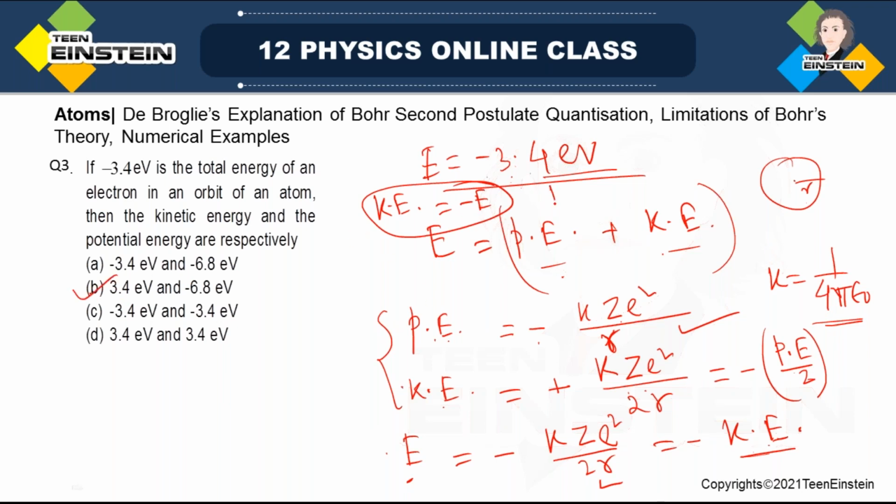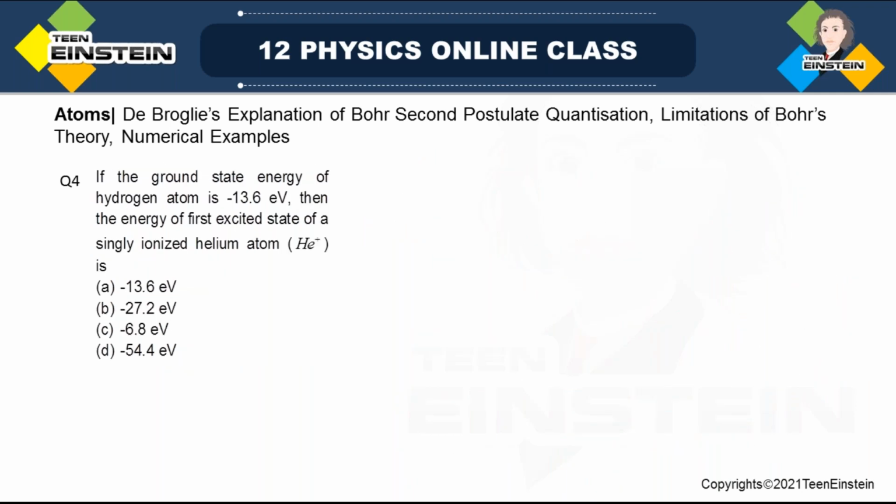And what is the potential energy? Potential energy will be 2 into kinetic energy with a minus sign. Kinetic energy is 3.4, so it will be minus 6.8 electron volt. Okay, this is the answer. We'll go to the next one.